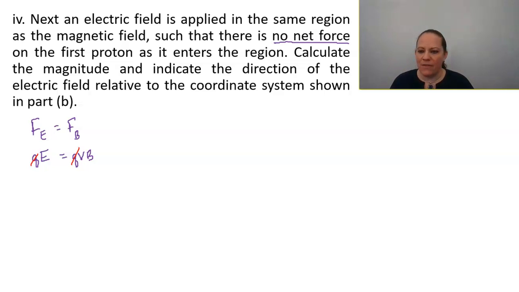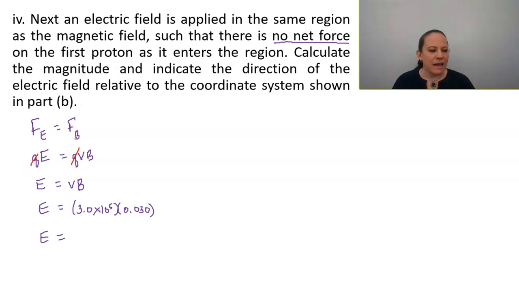And so I'm left with my electric field will just be equal to the velocity times the magnetic field strength. So I can now substitute 3.0 times 10 to the 5th multiplied by that 0.030 Tesla magnetic field, and I get an electric field strength of 9,000 newtons per coulomb.